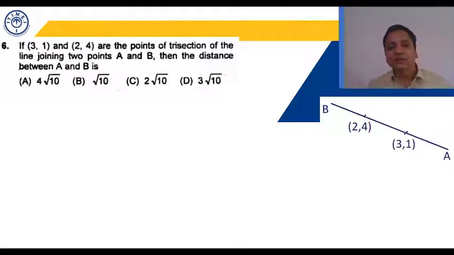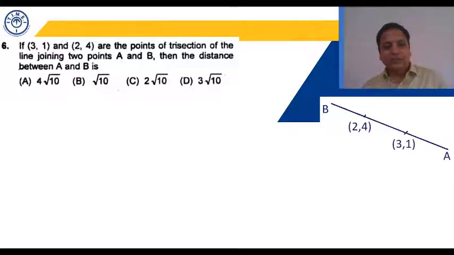Can we do one thing? If we find out the distance between these two points, that is 1/3 of AB, because they divide it into 3 equal parts. So multiplied by 3 gives me the length of AB. Can be done. So we thought in this manner. (3, 1) and (2, 4) are the points of the trisection of the line joining two points A and B. Then the distance between A and B is to be figured out.